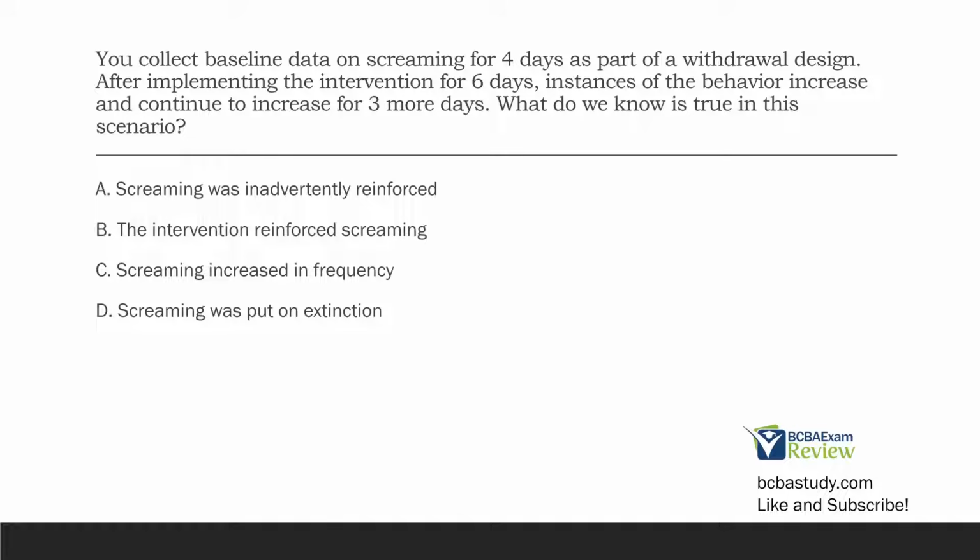And why do we reverse or withdraw our design? We reverse and withdraw to check for experimental control. Unless we're doing that, there's really no way to say for certain that our intervention had any impact on the behavior. That's what this question is testing your knowledge on. Are we just going to assume our intervention increased this behavior, or something we did increased this behavior? No, we can't do that. We have no way of knowing unless we withdraw the design.